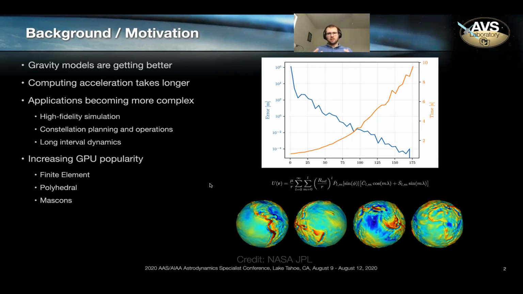And I think this is a problem that has been recognized, especially in other gravity modeling efforts, namely finite element, polyhedral, and mascon gravity models. But I'd yet to see anyone attempt to solve this problem for the spherical harmonics representation. So what I wanted to do is see if there is a way to implement Pines' spherical harmonic gravity model on a GPU and make use of this parallel hardware to lighten the computational load of using these high fidelity models.